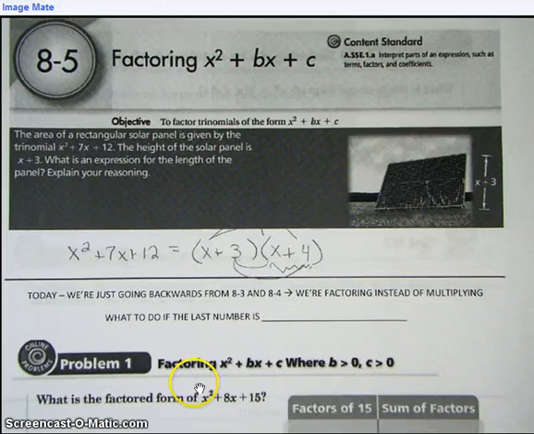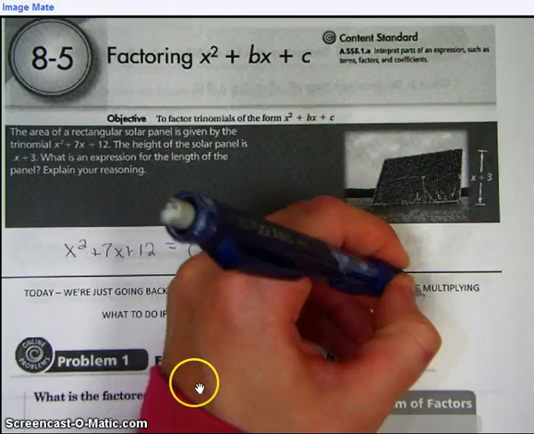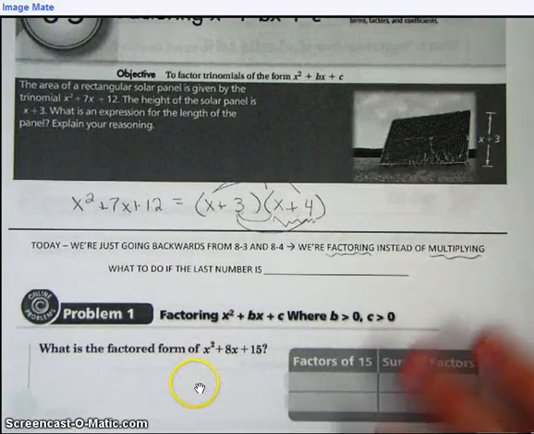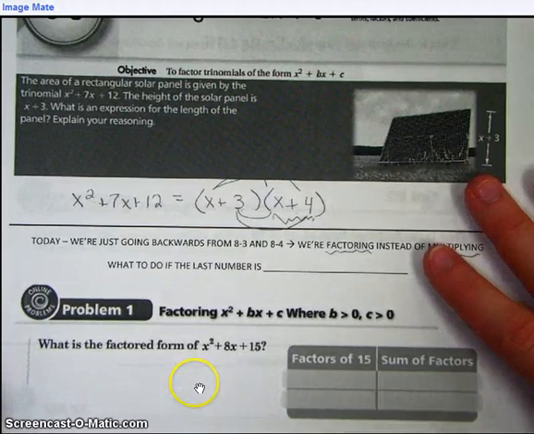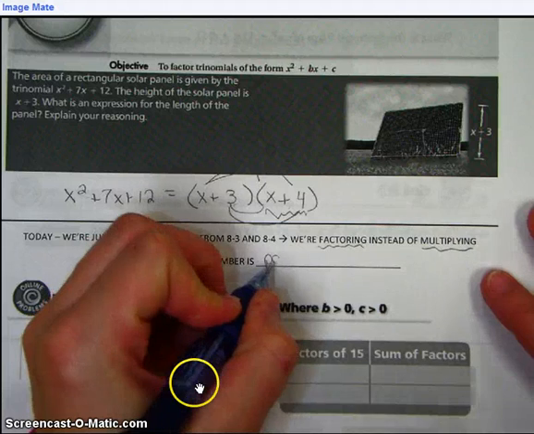So today we are just going to go backwards. We're just going to factor, that's the word, instead of multiply. Now I'm going to teach you what to do, and this is a trinomial today. We're only going to focus on trinomials. What to do if the last number is positive.